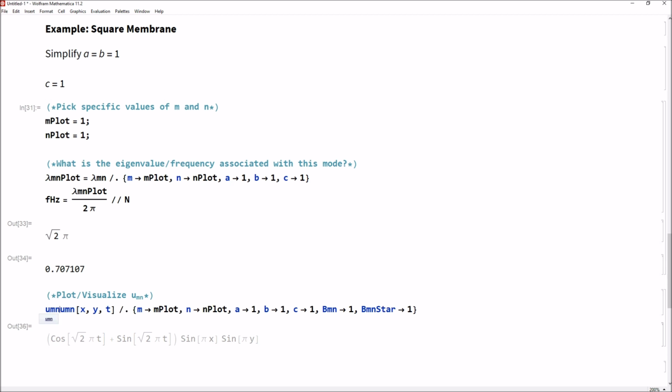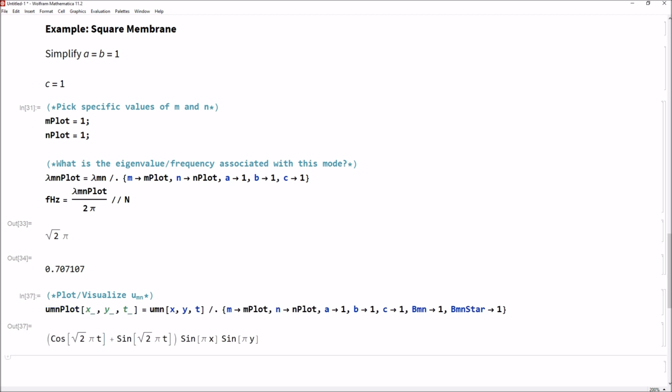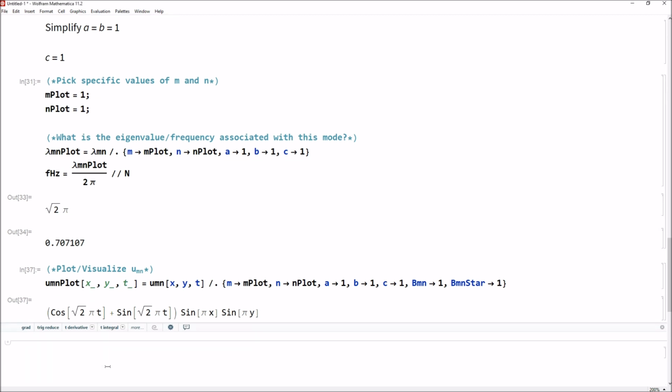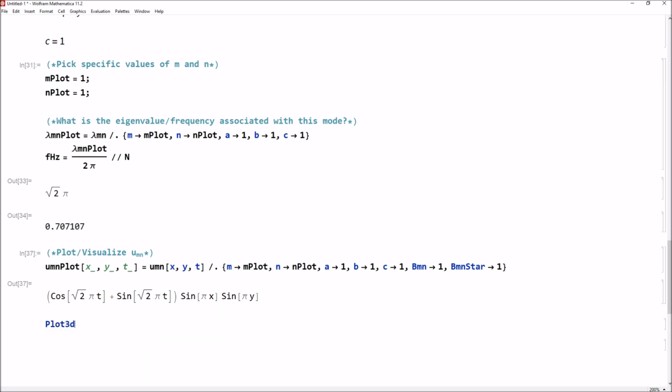So we've got ourselves a function. Let's call this UMN plot, just to keep going with this theme of calling something plot. And now this is just a function of x, y, and t. This is the function that I'd like to visualize. So let's go ahead and plot this. How about at time equals 0? I could go ahead and Plot3D UMN plot of x, y, and at time equals 0.